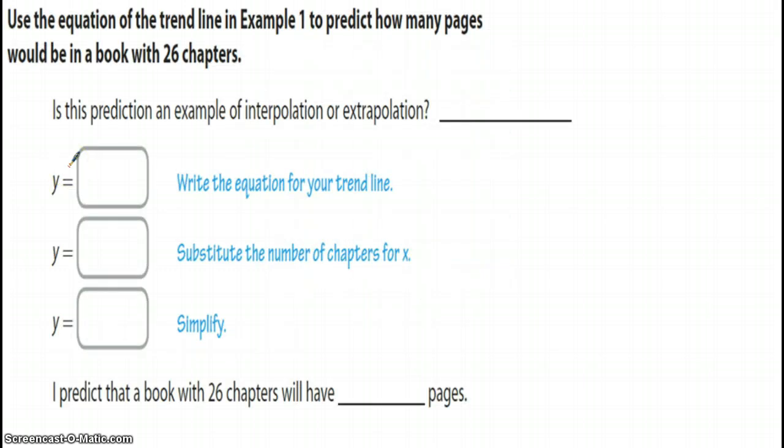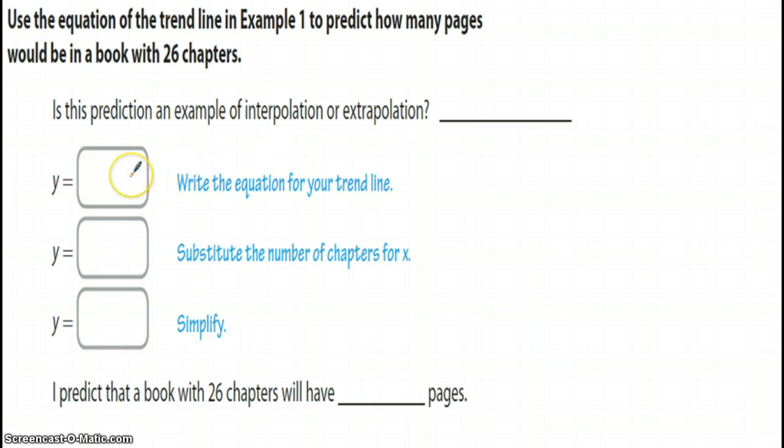Okay. So here's what I need you to do. Now that you have your example 1 handy, I want you to look at this and look at the statement. It's saying, well, what about a book with 26 chapters? And I need you to tell me, is this interpolation or extrapolation? Is it within the data that you know, or outside the data? That's what you want to answer here.